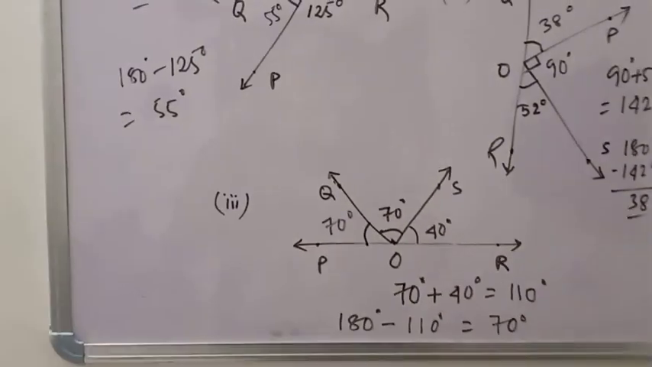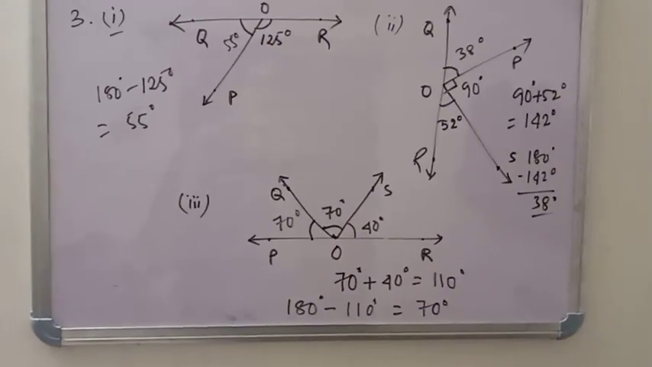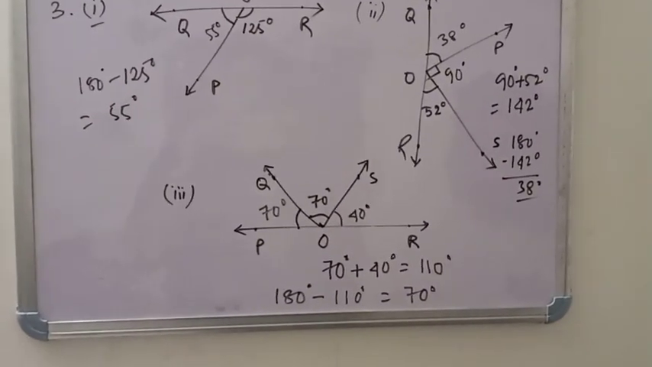When you are doing the sum, you have to write the properties over there. Write in the bracket, linear pair.